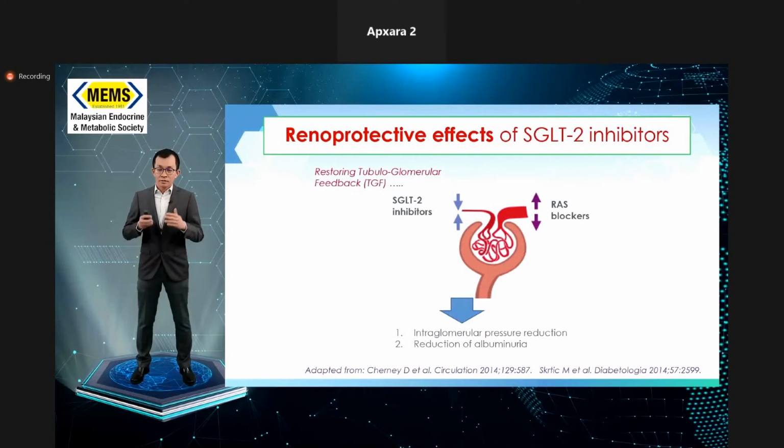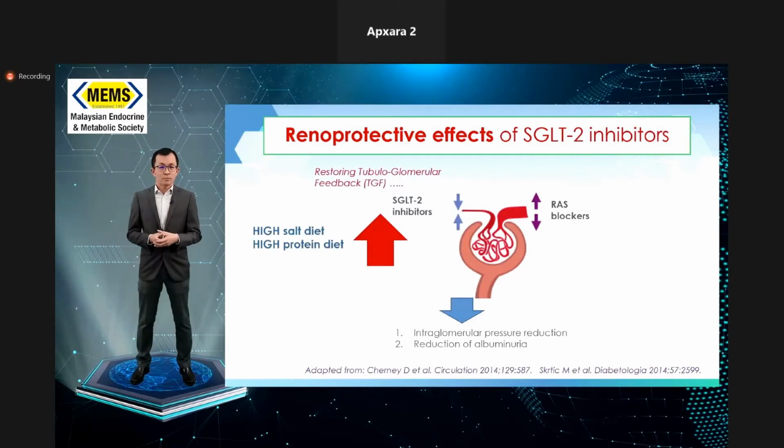As we understand from renal physiology, we can see that SGLT2 inhibitor can restore tubuloglomerular feedback by causing a vasoconstriction of the afferent arterioles, working together with RAS blocker to reduce intraglomerular pressure and albuminuria. So with this understanding, we have to take care of other factors that may alter glomerular hemodynamics.